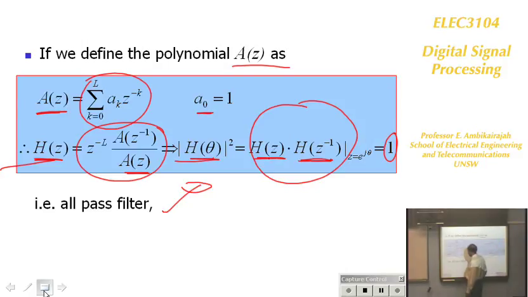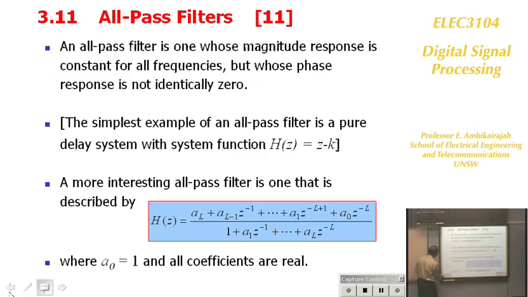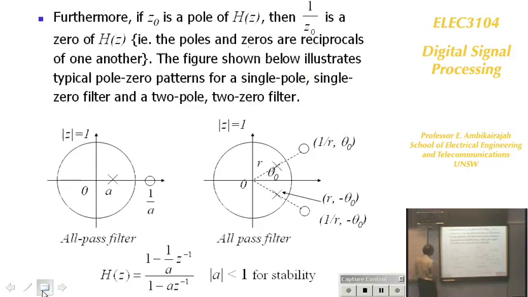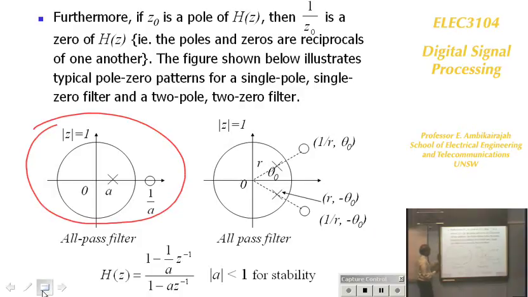Unless you look at it very carefully, you may find this is not easy to understand. So you go back to the example and then come back here. So let's take an example. This is an all-pass filter. Have a look at this example. In this example, you have got a zero here. You've got a pole here which is at a. So that's your pole.